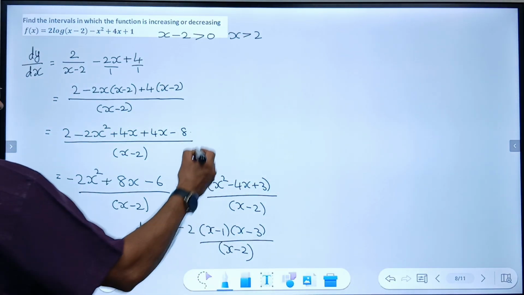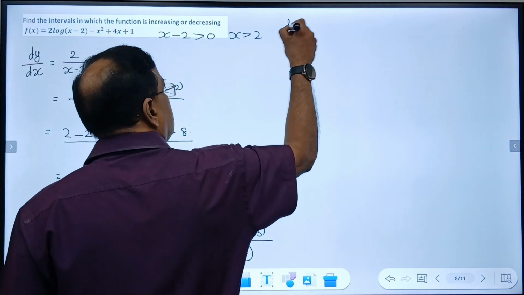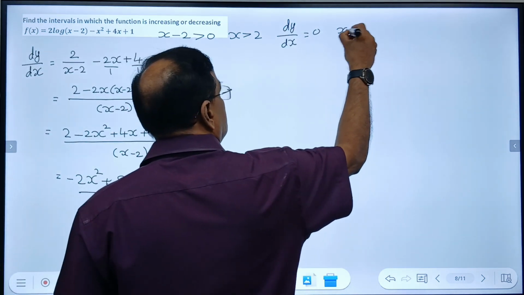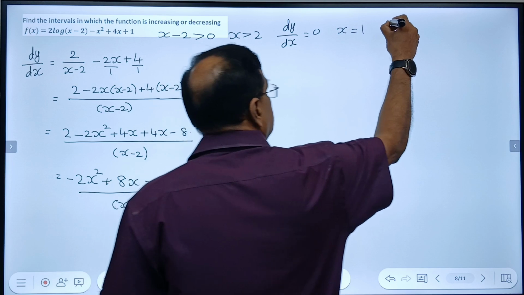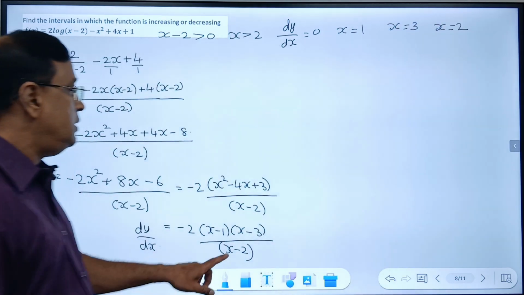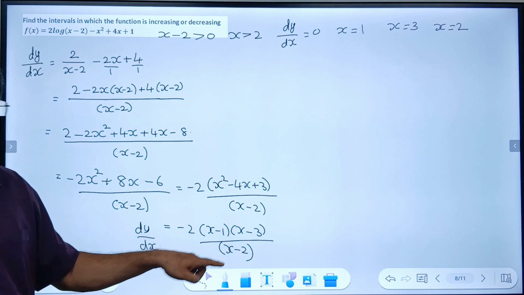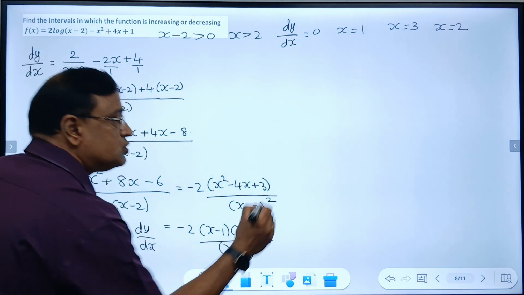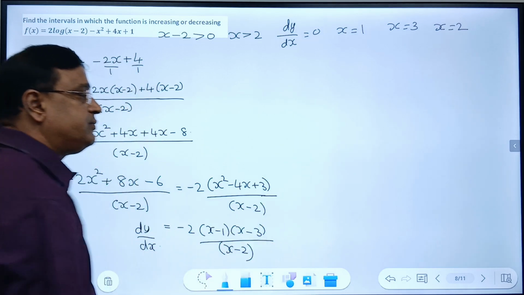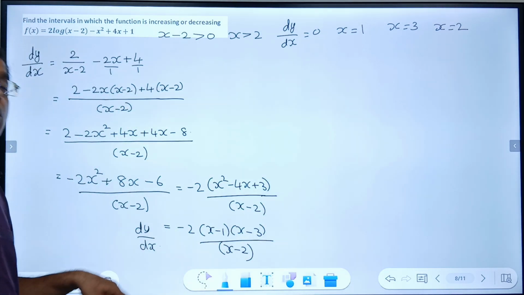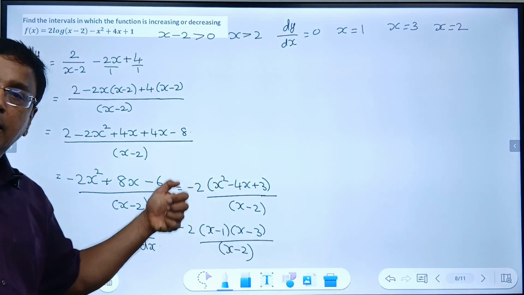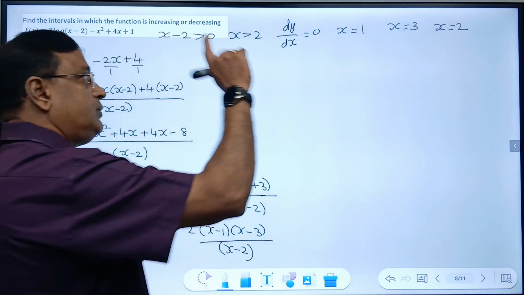So what I will do, I'll find the critical points. So I will equate it to 0. When I equate it to 0, I will get x is equal to 1, x is equal to 3, and I should get x is equal to 2 also, because this is both positive as well as negative. If it had been x minus 2 whole square, I would have ignored it. But it is x minus 2. It can be positive as well as negative. So dy by dx being negative or positive will be contributed by both the numerator and denominator.